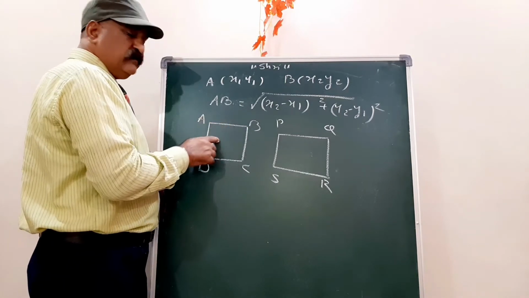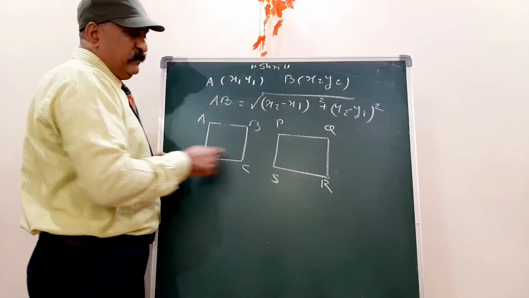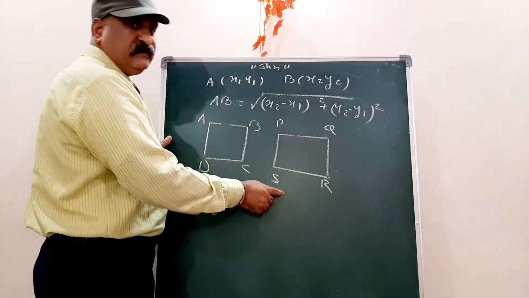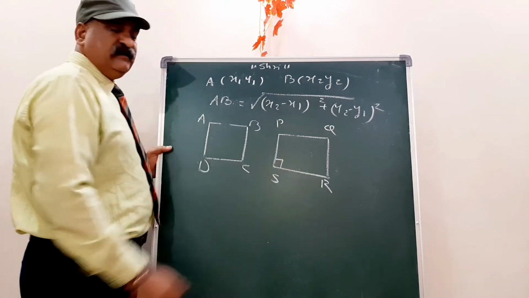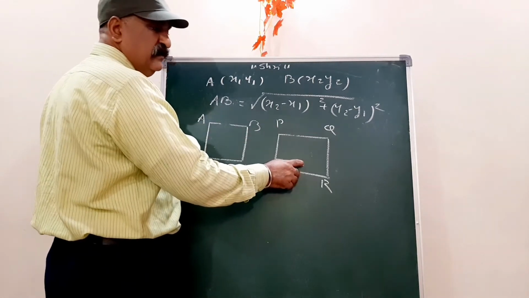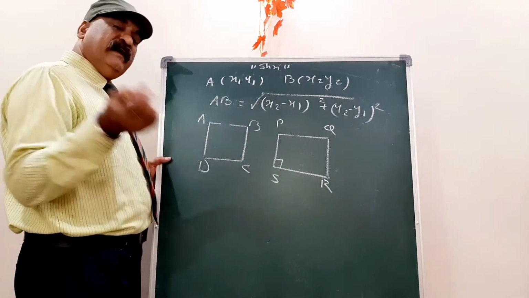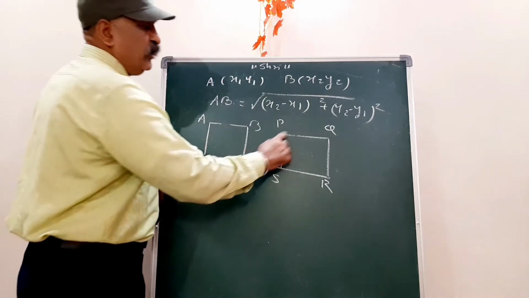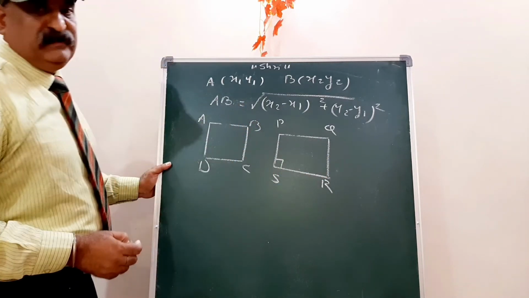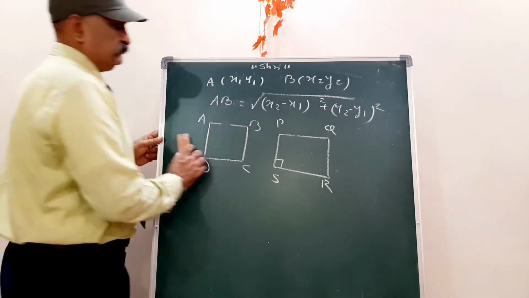Because in a square, all the 4 sides are equal, all the angles are 90 degrees. But in a rectangle, opposite sides are equal and this angle is equal to 90 degrees. It means every square is a rectangle, but a rectangle will not be a square. When will the rectangle be a square? When all the sides will be equal. Clear? Now similarly in the case of rhombus also.